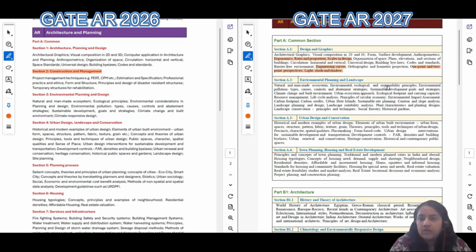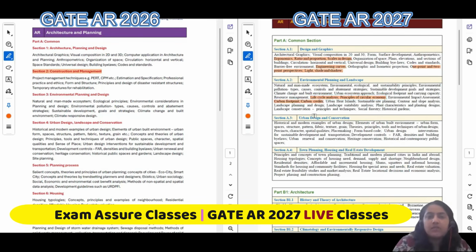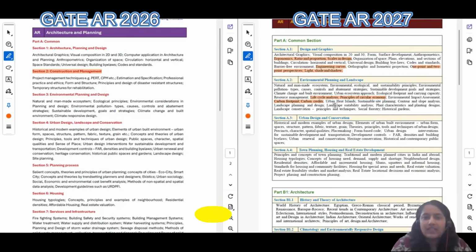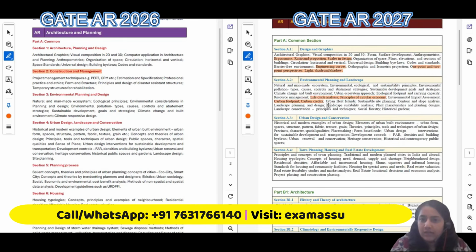New concepts, newer emerging theories, concepts, ideas again have been added, like life cycle analysis, principles of circular economy, urban heat islands. Again, urban heat islands is not something that is new, but still that has been very specifically mentioned. Carbon footprint, carbon credits. Now these have been very specifically mentioned this time. Along with that, landscape has been merged with environmental planning over here.